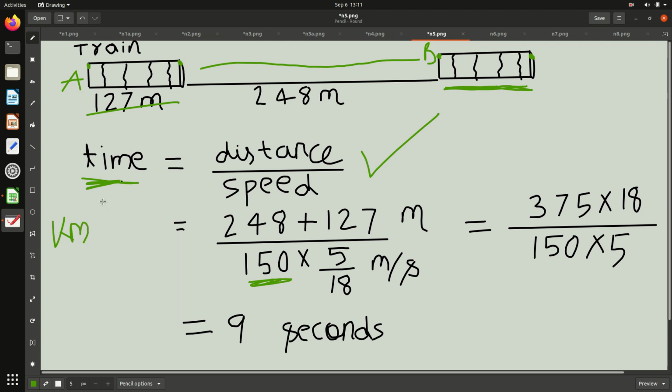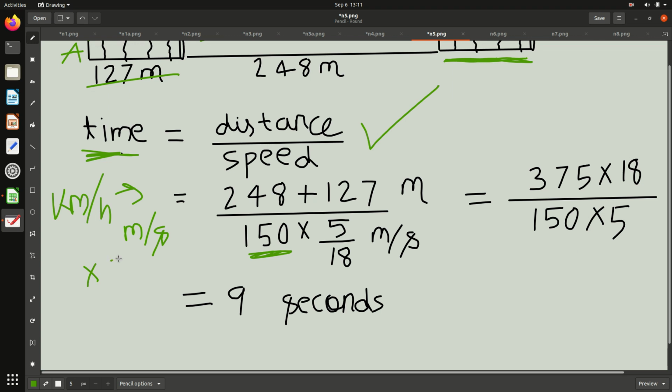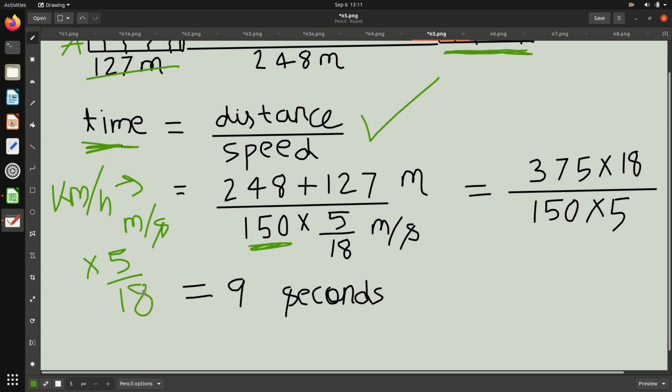Kilometer per hour, if you want to convert to meter per second, just multiply the speed by 5 by 18. Remember this. It will always help you. Kilometer per hour to meter per second, then 5 by 18. And the reverse is 18 by 5. So meter per second to kilometer per hour, then 18 by 5. Just rotate, making the denominator and numerator reverse. So kilometer per hour to meter per second, multiply by 5 by 18. Remember this. Okay. So same thing we have done here.